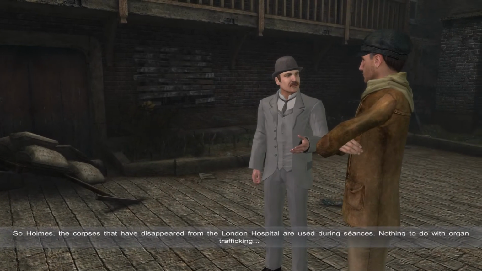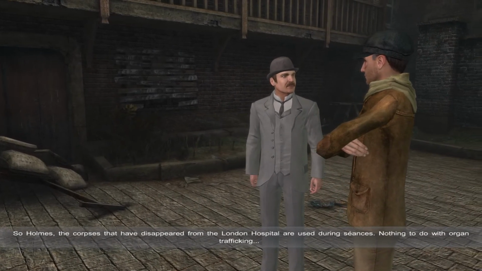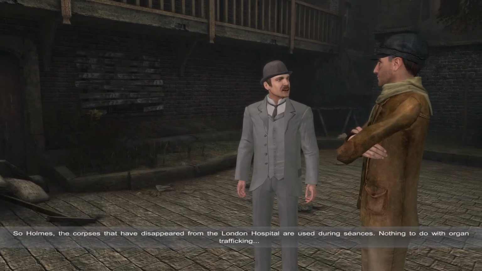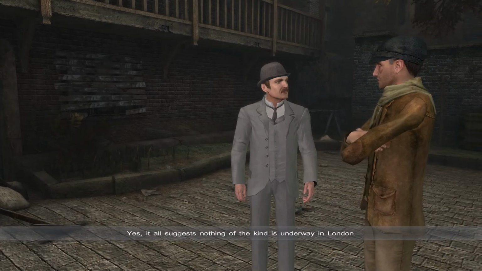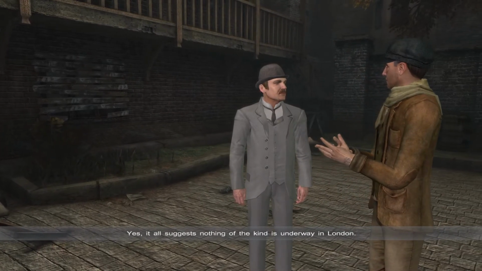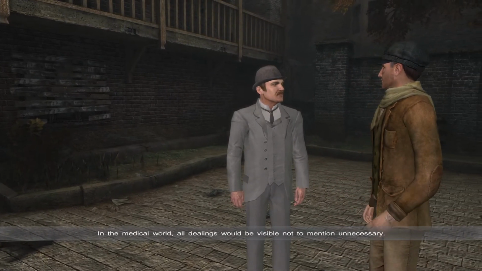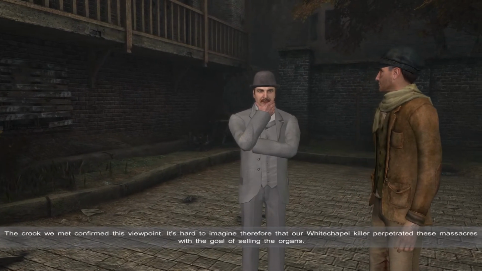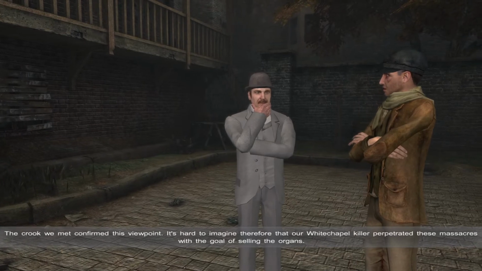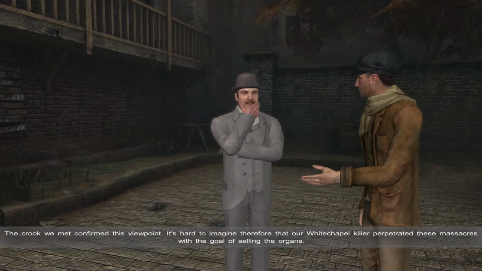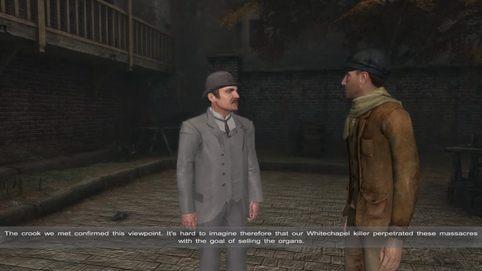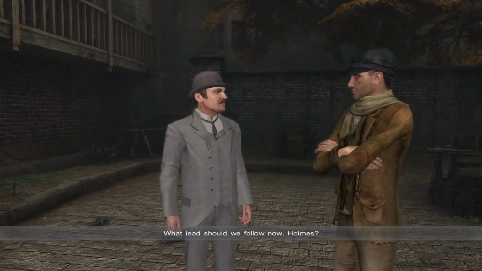So, Holmes, the corpses that have disappeared from the London hospital are used during seances. Nothing to do with organ trafficking. Yes, it all suggests nothing of the kind is underway in London. In the medical world, all dealings would be visible, not to mention unnecessary. The crook we met confirmed this viewpoint. It's hard to imagine, therefore, that our Whitechapel killer perpetrated these massacres with the goal of selling the organs. What lead should we follow now, Holmes?